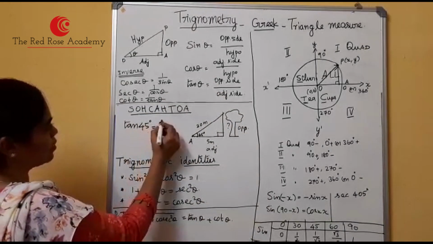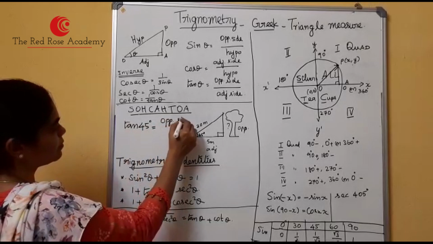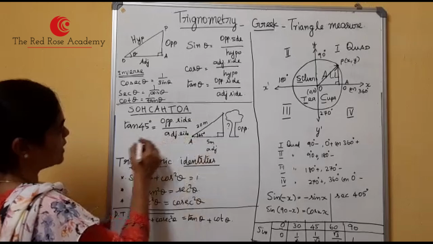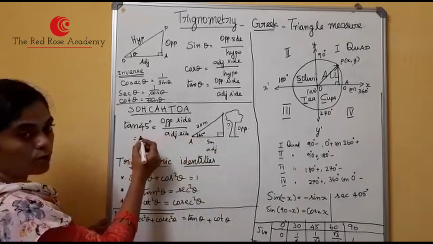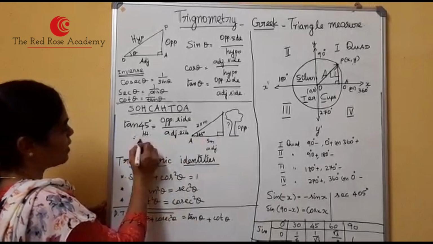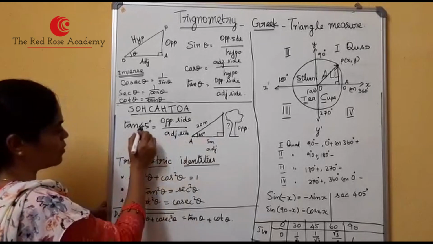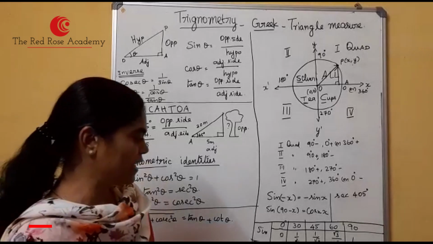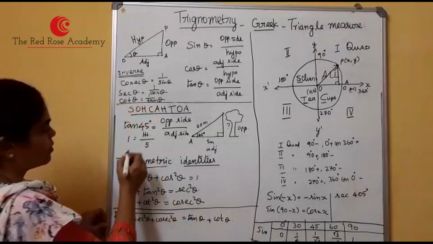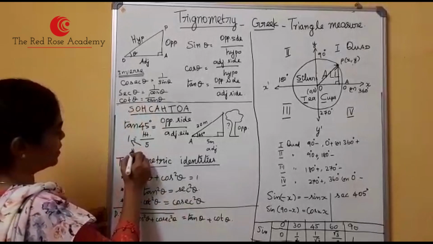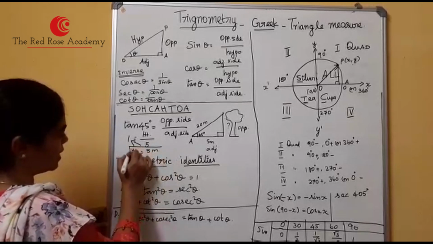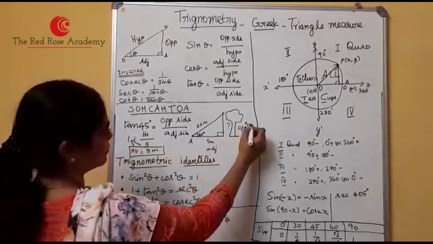We can see what tan 45 is now. Tan 45 degrees is equal to opposite side by adjacent side. The opposite side we don't know, that is the height of the tree that we have to measure. The adjacent side is 5 meters. The value of tan 45 is 1. So substitute 1 and find the height of the tree. 1 into 5 is 5 meters. The height of the tree is also 5 meters.